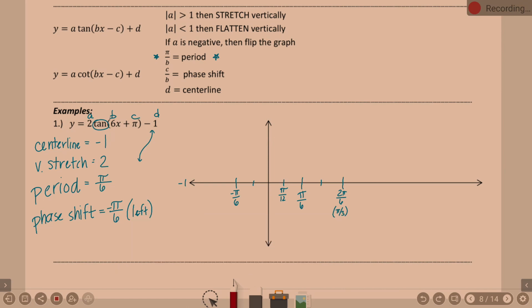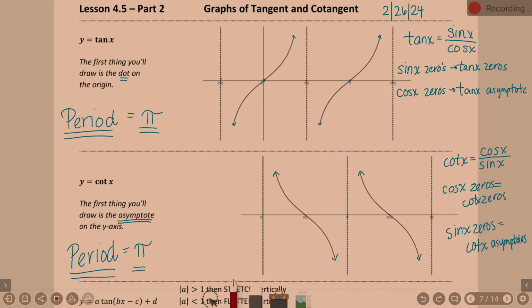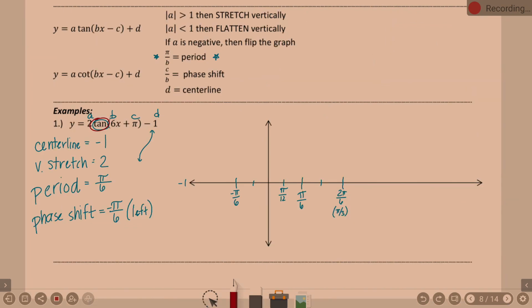We're graphing tangent, yes? Go back to the top of your paper. What does it say about tangent? First thing. Okay, so as you set this up, we're basically going to draw our dots and asymptotes, and then I'll put the curves in. So the first thing we do with tangent is a dot on the origin. Now, pause and thought. A dot on the origin.